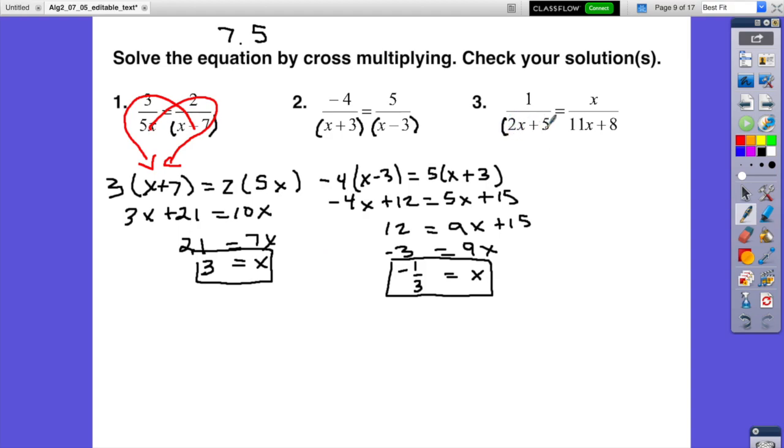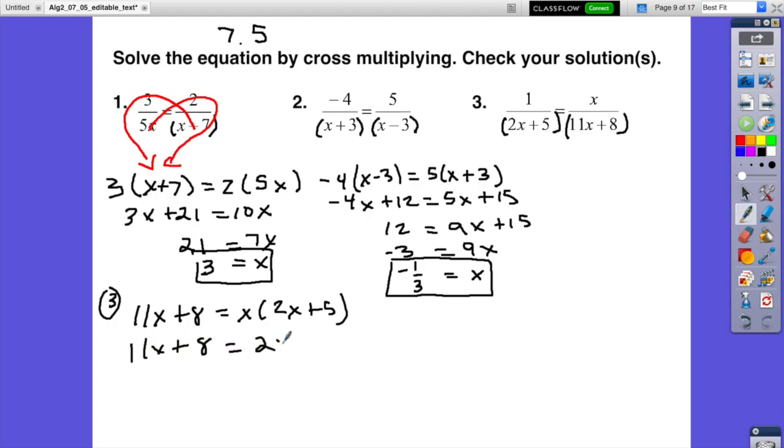It's going to be a little bit more complicated, but not much. Okay, let's trap that, and we're going to cross multiply. So it's going to be 11x plus 8 is going to equal x times the quantity of 2x plus 5. All right, so this is number 3. 11x plus 8 equals 2x squared plus 5x. And notice there's an x squared here, so we're going to move everything over to the side.